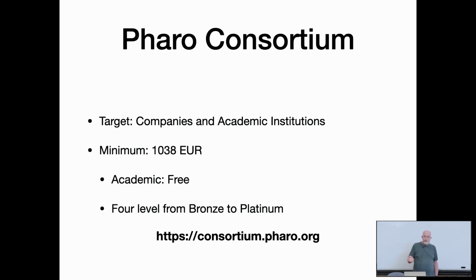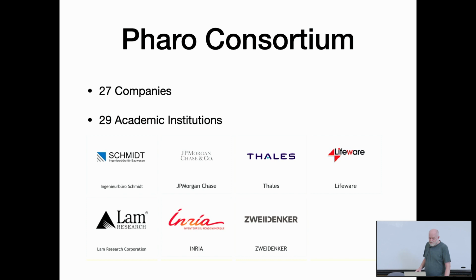Academic membership is free, but the academic members are academics that use Pharo in some way and contribute as open source contributors. And there are 4 levels from bronze to platinum, but for contributing to Pharo, you just need to know it starts at 1,038 and it goes to infinity. So you can give whatever you think is good for your company or that you can give to support Pharo development. And this consortium has 27 company members right now and 29 academic institutions.